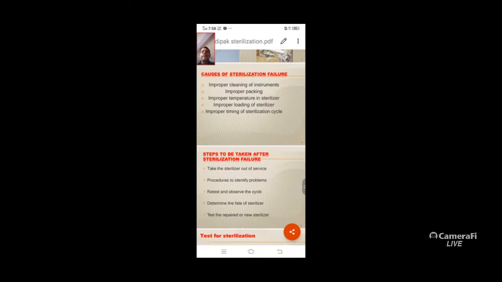Improper loading of the sterilizer. The sterilizer must be loaded as per the protocol, otherwise sterilization is not effective. Improper timing of the sterilization cycle: suppose in the case of an autoclave it is 15 minutes, if it is less than 15 minutes then there is a failure of sterilization. What are the steps to be taken after sterilization failure? Take the sterilizer out of service. Identify the problem. First of all, find the main cause of failure, then rectify it, reset and observe the cycle, determine the fate of sterilization and restore the repaired sterilizer to service.